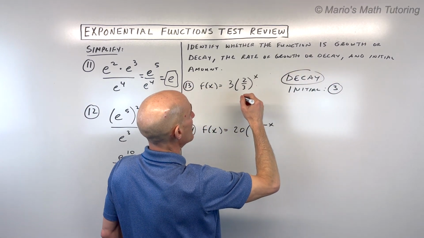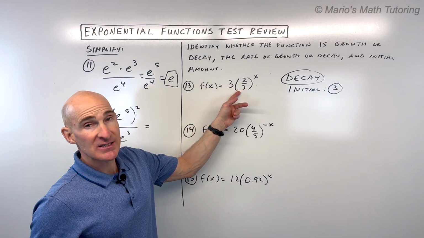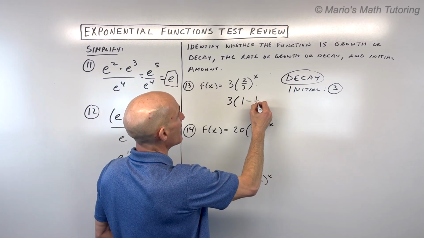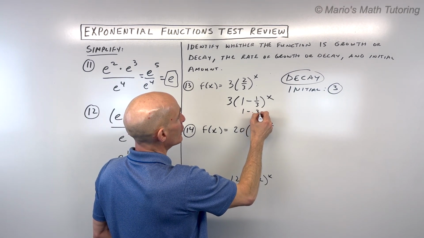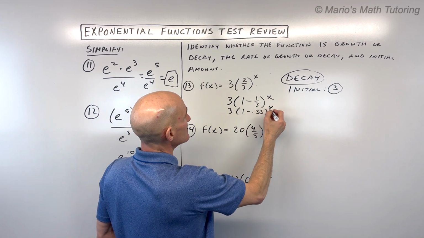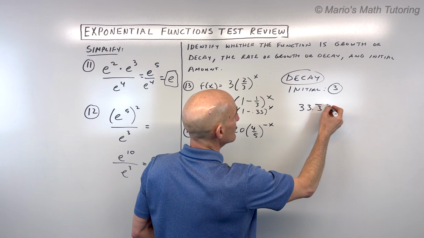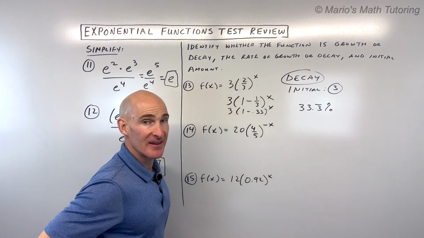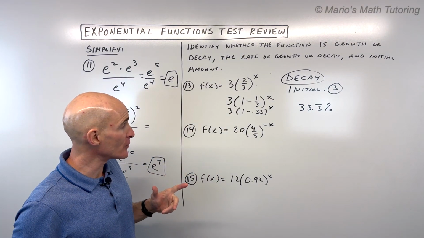And decay. And then the percent rate of decay. Well, how much less than 1 is this? This is 1/3 less than 1. So we could write this as 1 minus 1/3. Or 1/3 as a decimal is about 0.33333. So you can see that this is actually like a 33.3 repeating percent rate of decay. So you want to look at how much more than 1 it is or how much less than 1 and convert it to a percentage.